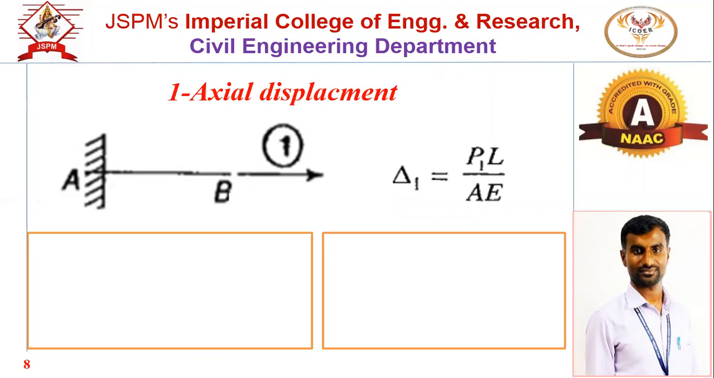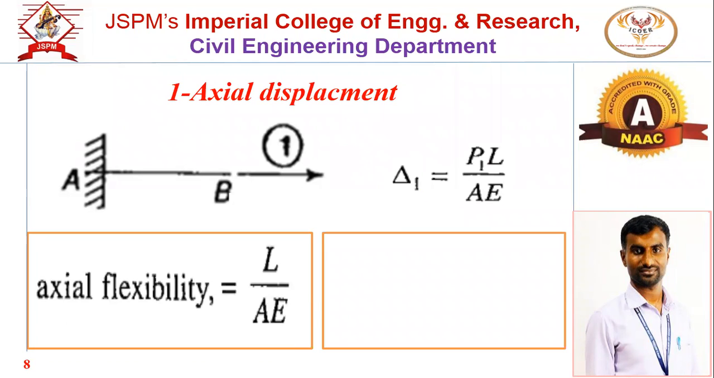So delta is equal to, suppose, P1 L by AE. Ordinate 1 is given, that's why P1 or else PL by AE. So the axial flexibility will be L by AE because axial flexibility is given by displacement caused by the unit force. So replace P1 with 1. So 1 into L, that will be L by AE. Now tell me what is the axial stiffness?